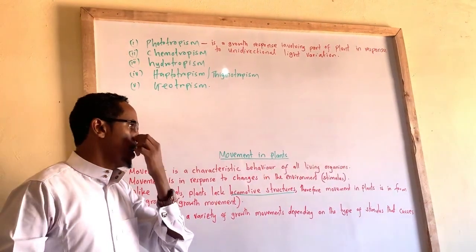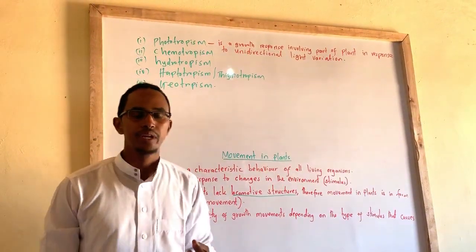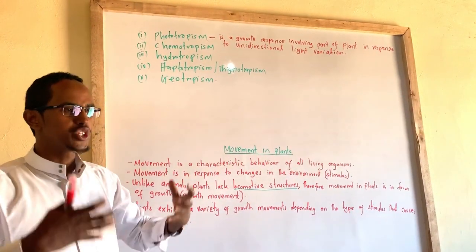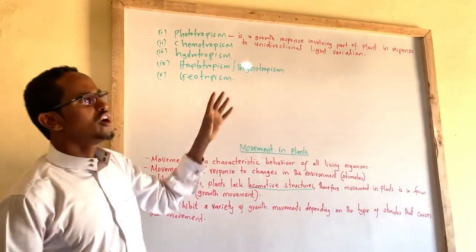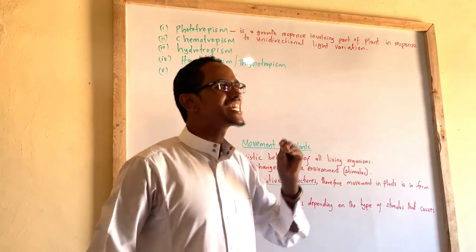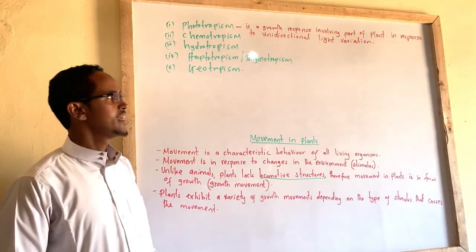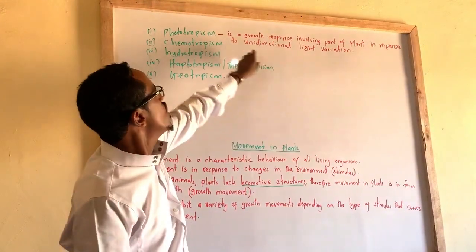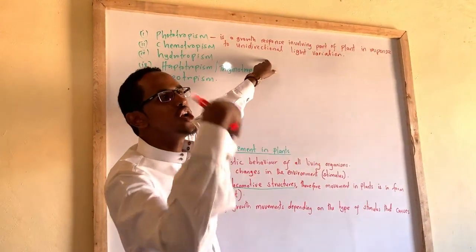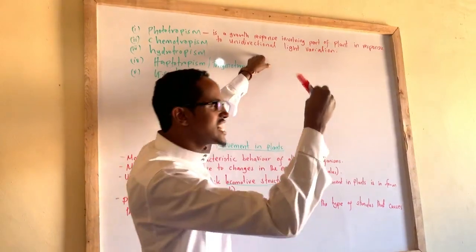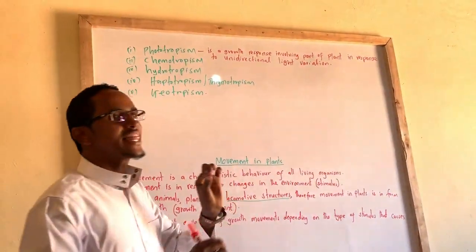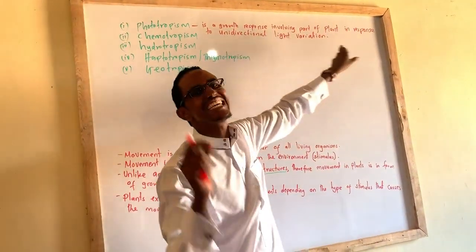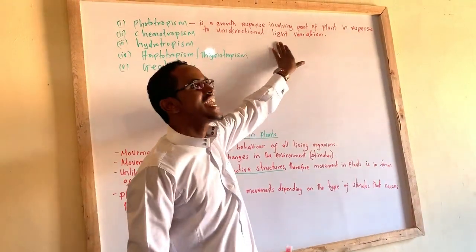Generally, tropism is a growth curvature, a growth bend, a growth response involving part of a plant. It is part of the plant that is growing, that is responding. And then that response is in response to a unidirectional external stimulus. In this particular case, the change in the environment that is causing this plant to move, for the case of phototropism, is changes in the light intensity or changes in the direction of light.